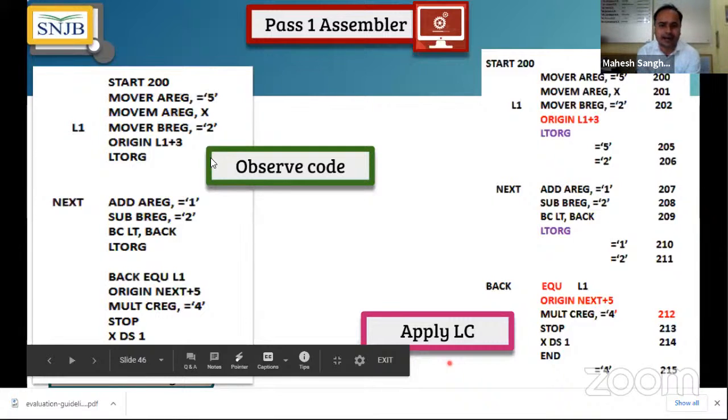Move a comma 10 is this type of statement. It is known as an imperative statement. I told you earlier, the ones that are action verbs, these are all imperative statements. Which are the assembler directive statements? Start, end, LTORG, EQU, origin, these are all assembler directive statements.